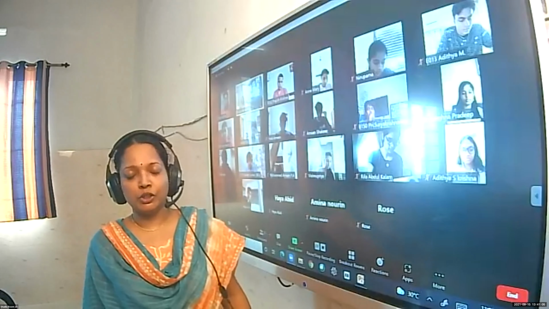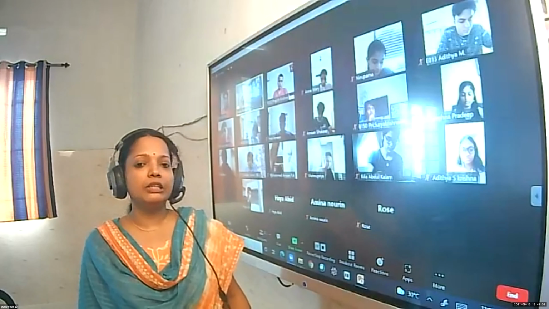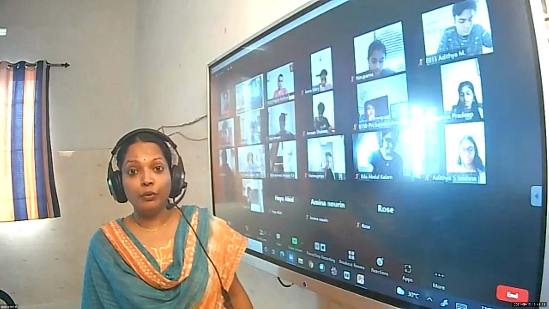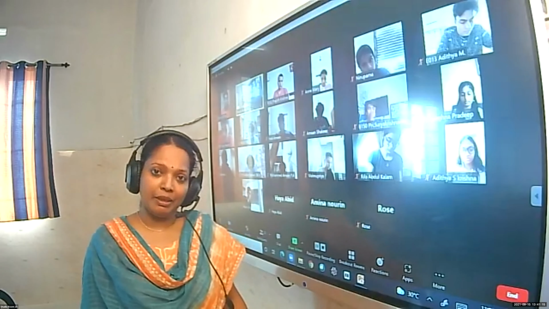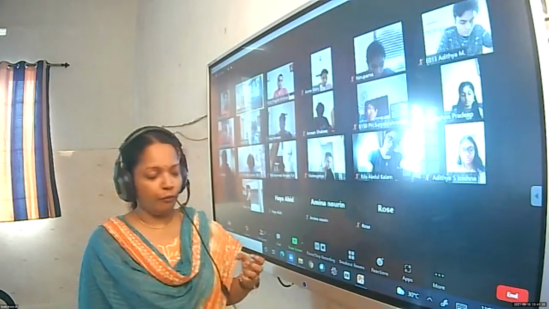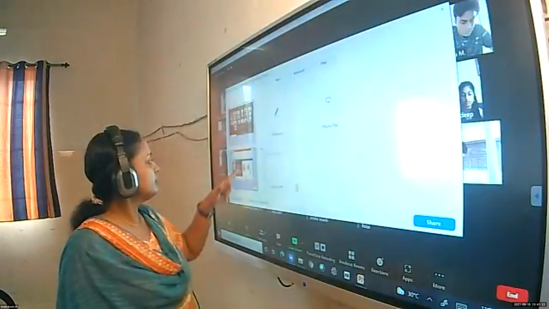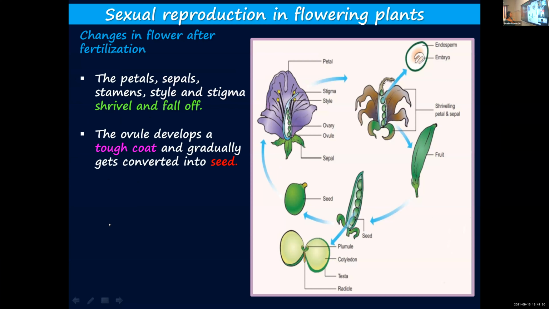Syngamy and triple fusion. And once fertilization is completed, the ovary will change into fruit and the ovule will become seed. And all the other parts, petal, sepal, stamen, all those will get dried or shrivel and fall off. The petals, sepal, stamen, style, stigma shrivel and fall off.